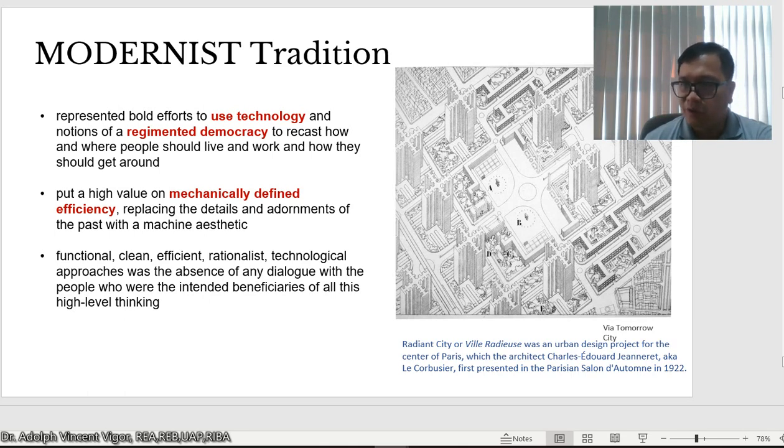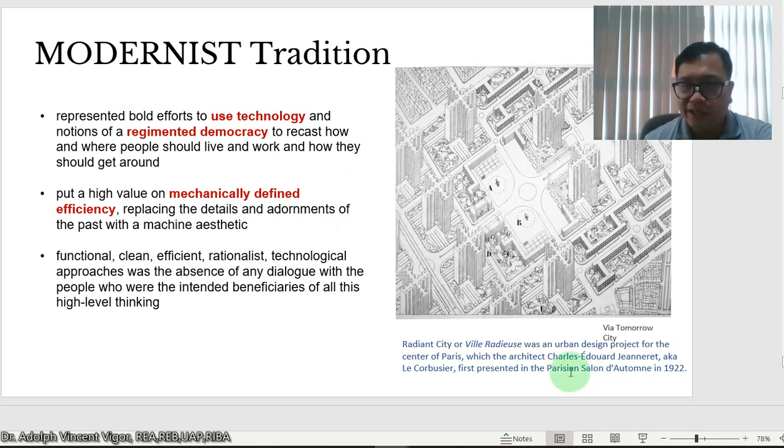So when I look at cities like this in the modernist tradition, I tend to think about the cities of the future, which was presented in a cartoon series like the Jetsons. So it's mostly mechanical. You could see a lot of mechanical elements in the city. So it has an absence in the dialogue of the people, which means that it's more on high-level thinking using machines instead of looking at functionality based on human needs.